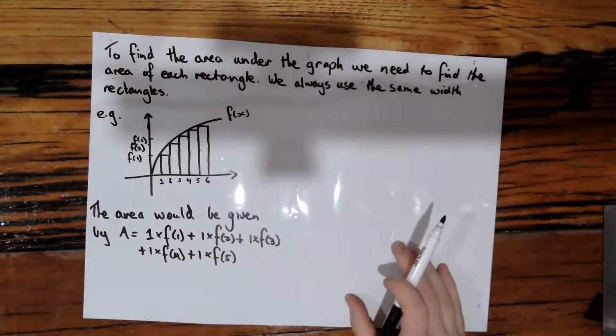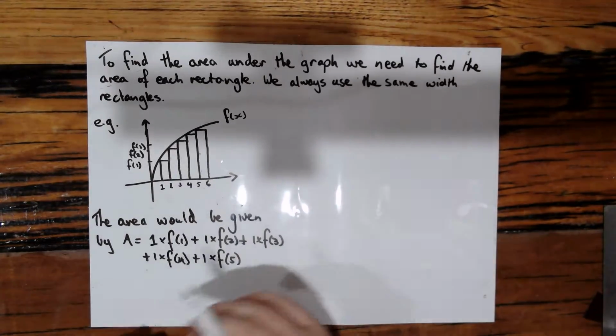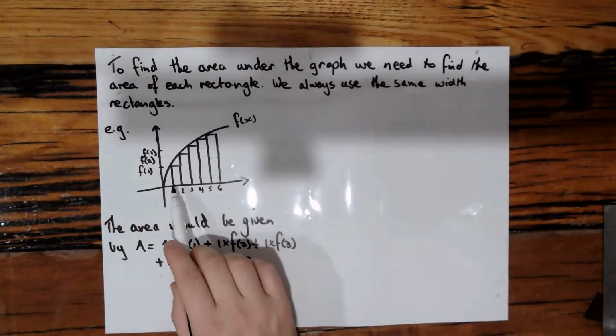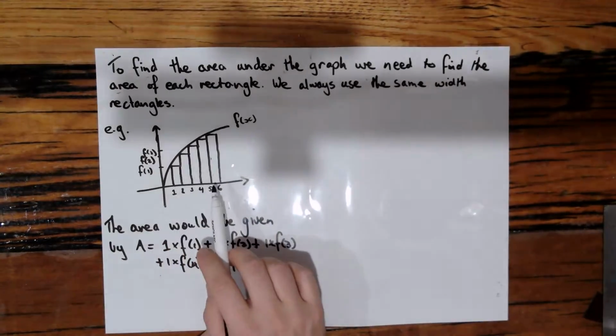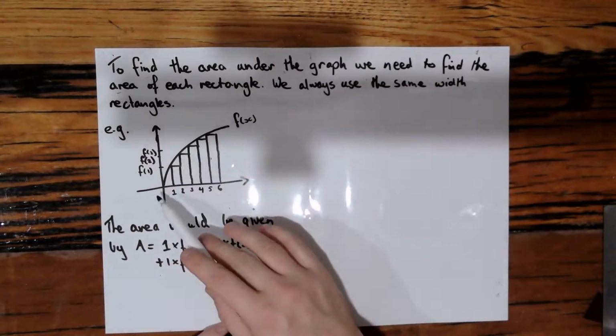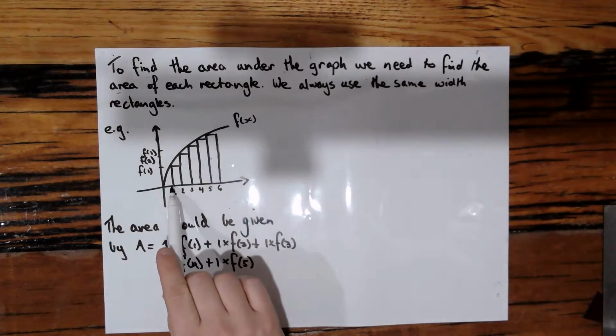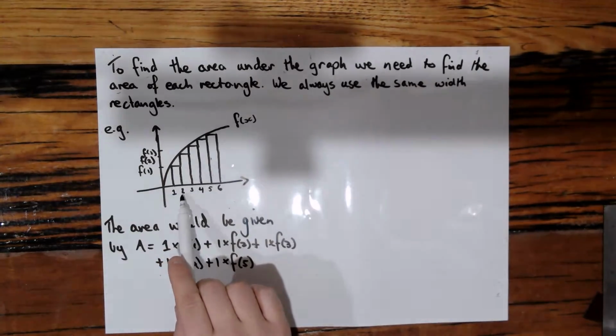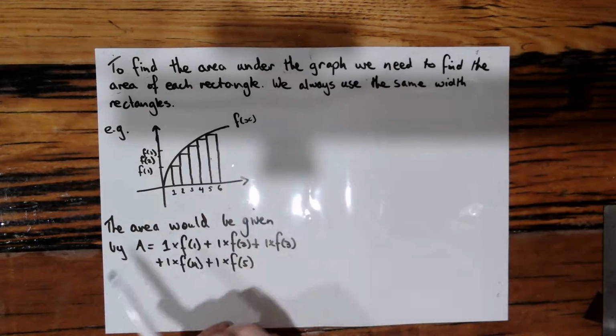To find the area under the graph, we need to find the area of each of these individual rectangles, and we always make sure that the width of each rectangle is the same. Here's an example: we've got some function, and a width for our rectangles of 1, so we're going from 1 to 2, 2 to 3, 3 to 4, 4 to 5, and 5 to 6.